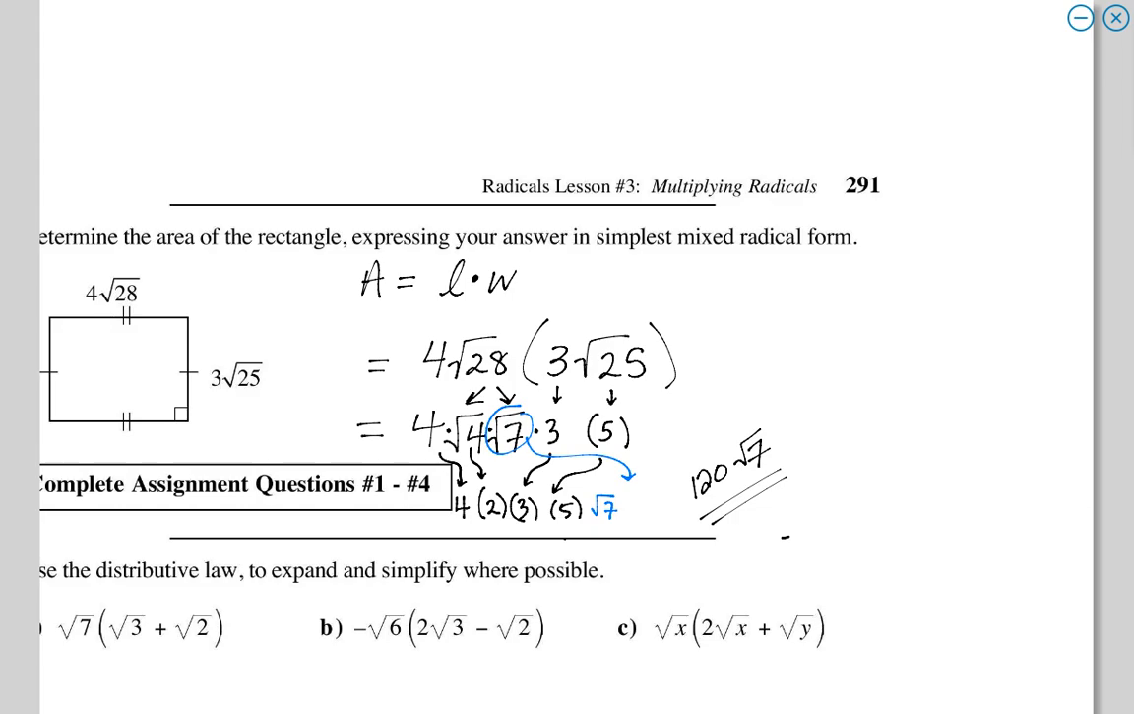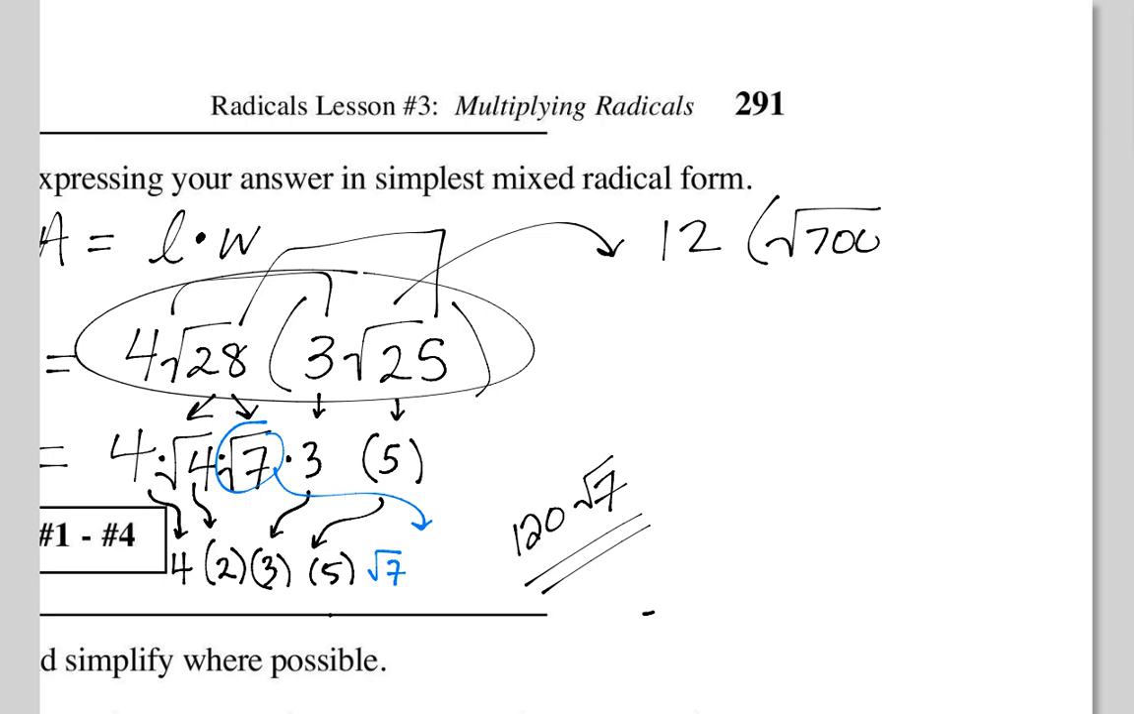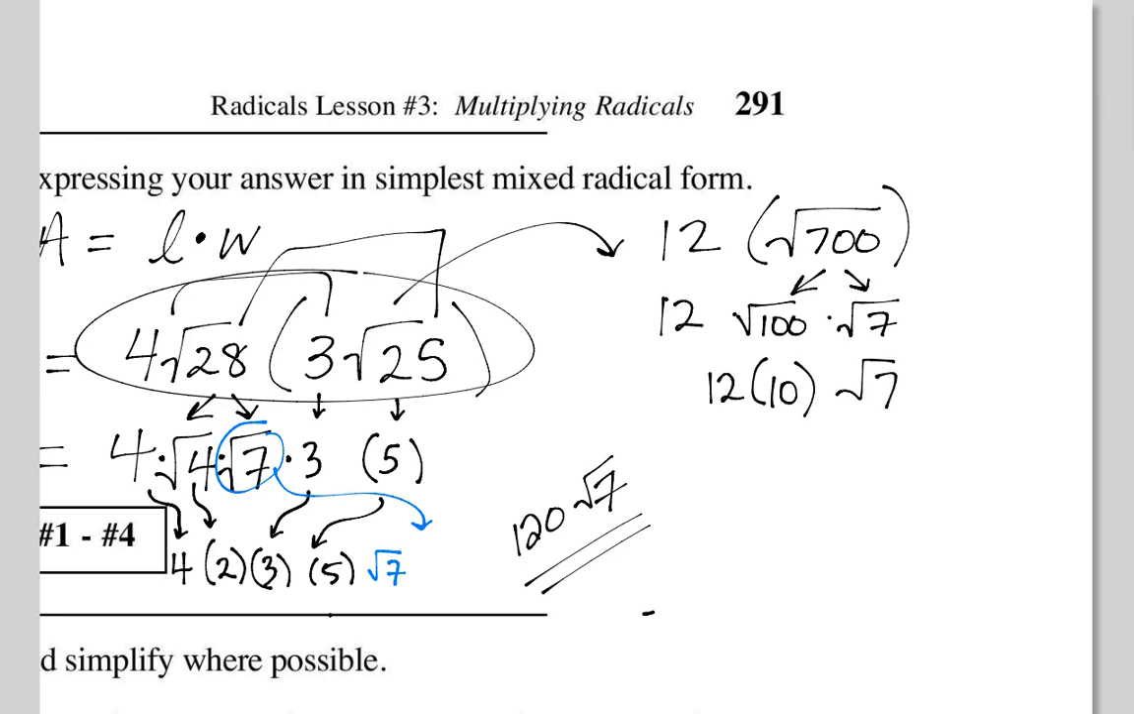Okay, let's do it the other way. So you'd put the 4 and the 3 together, right? That gives you a 12. And then you put the 28 and the 25 together, which we said was 700. 700's an easy one, so I don't want you to feel like this is an easier way to do it, because if it's a more ridiculous number, it might be harder. What's the square root of 100? 10. So then it's 12 times 10, 120 root 7. So same thing, right? No matter which way you look at it.